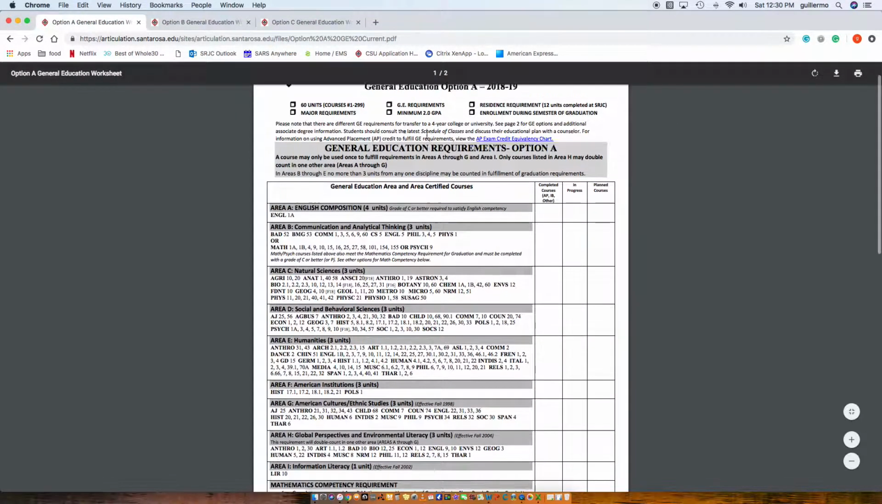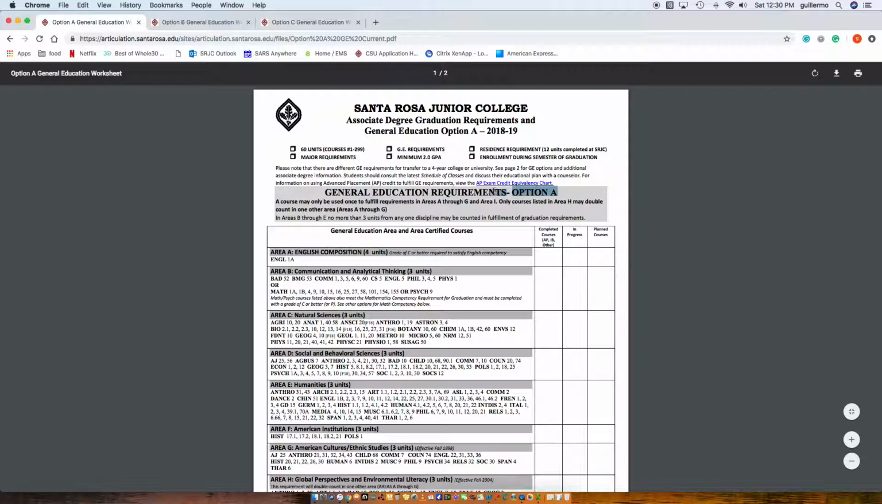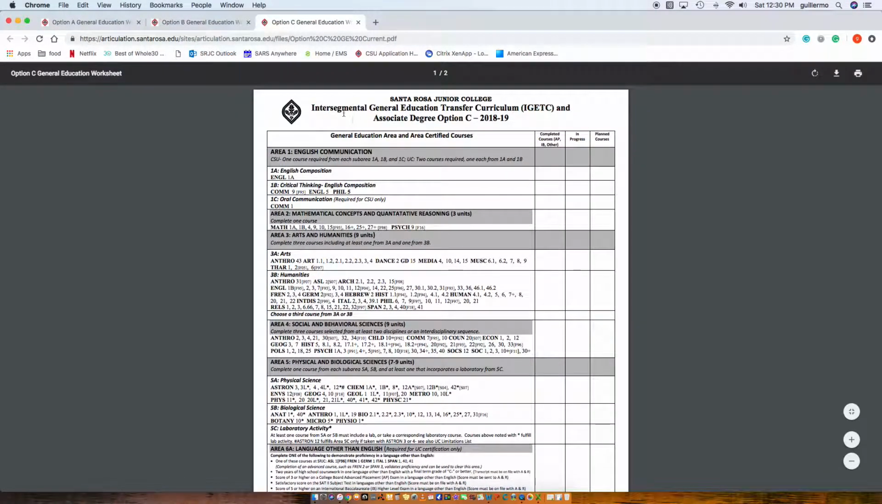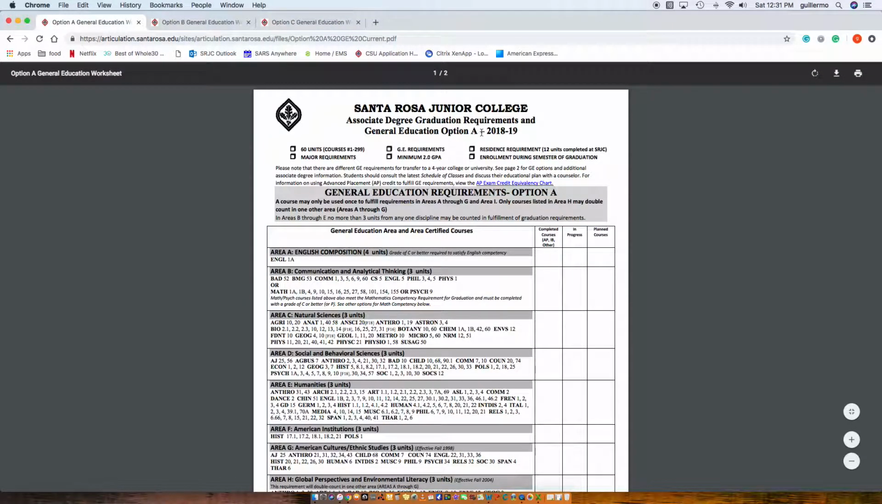So option A is the green document just for an associate's degree only. Option B is for Cal State universities and for an associate's degree for transfer. And then option C is to be able to go to a Cal State University, a UC, a private school. This is the pink document. This also helps you get an associate's degree for transfer. By the way, option A is just for an associate's degree, not an associate's degree for transfer.